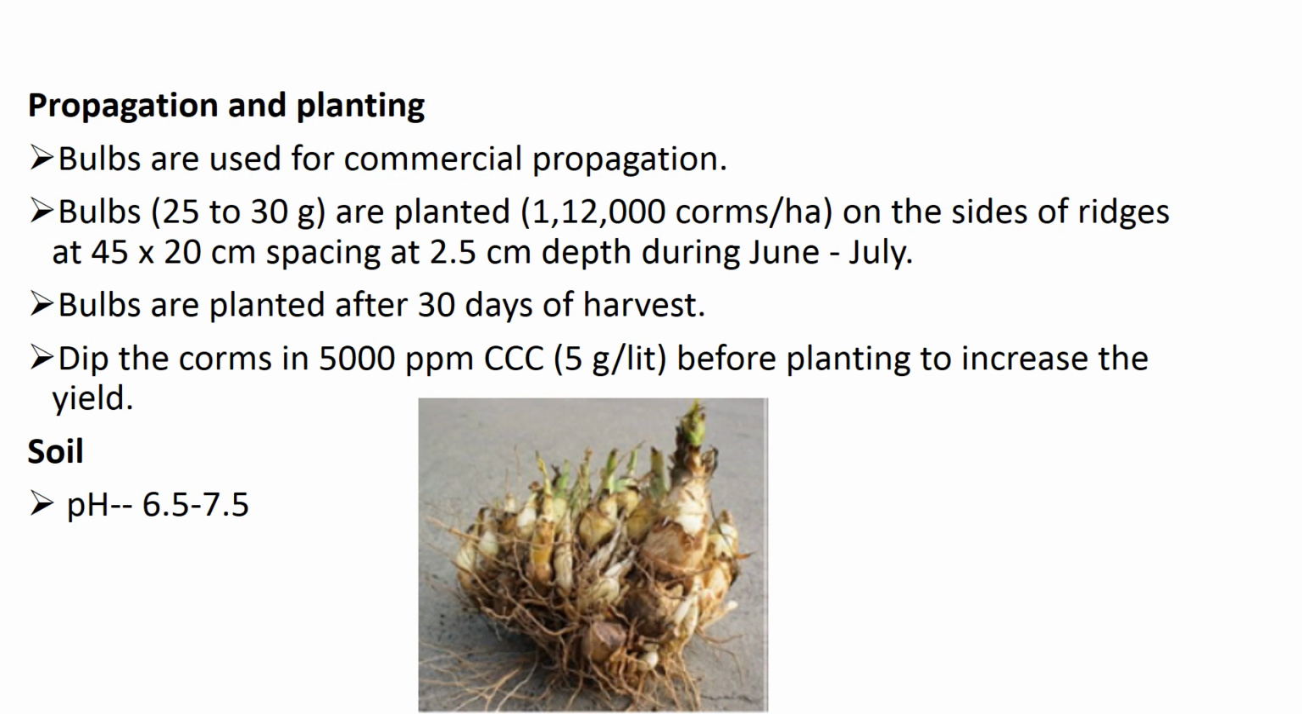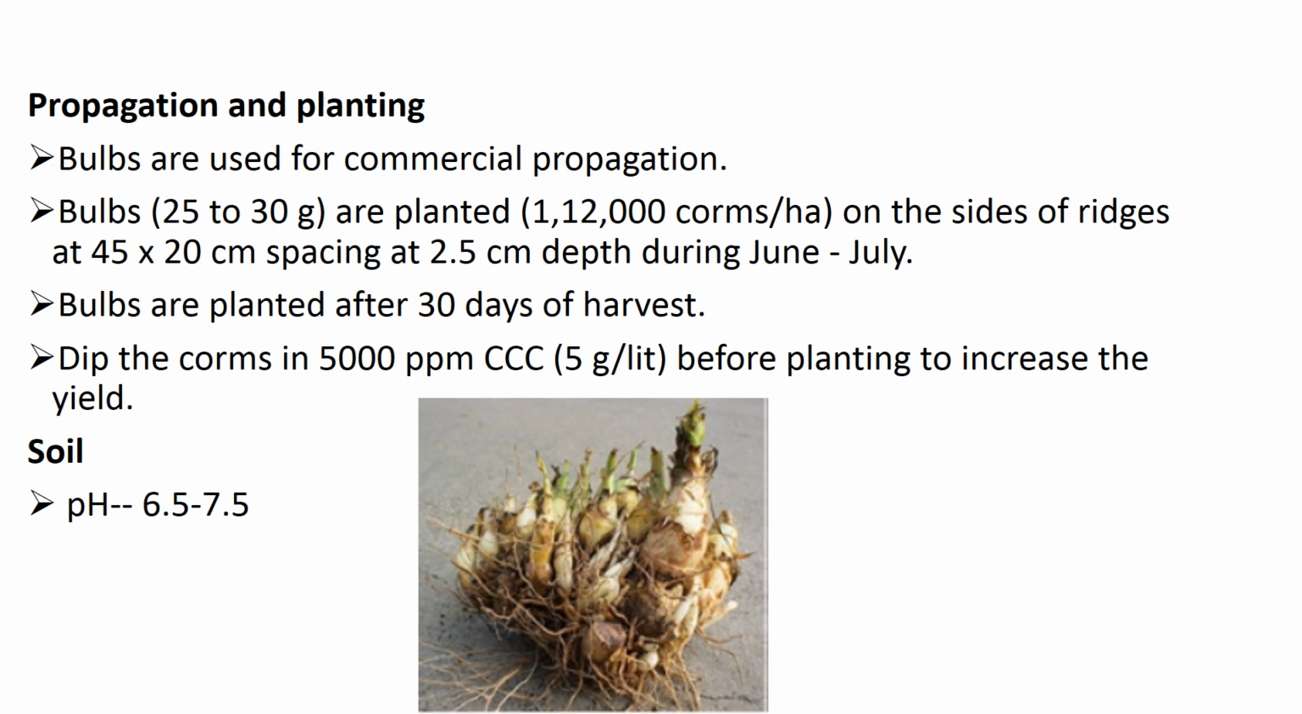Hope you understand well. Okay, then bulb is used for commercial propagation in case of tuberose, and the weight of bulbs is around 25 to 30 gram, and 1,12,000 bulbs are required for 1 hectare of plantation at a spacing of 45 into 20 centimeter, and the depth should be 2.5 centimeter during June to July. June to July means onset of monsoon, so that the corm or the bulb will not dry.